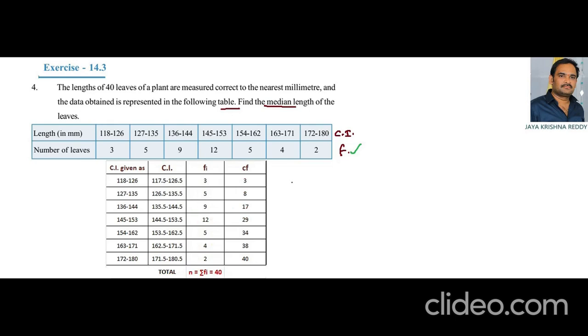Now write the values which we are going to substitute in the formula to find median. So what is the first value? Small n value is nothing but 40, and make it half. N by 2 equals 40 by 2, so that value is 20, and you have to observe from the CF column which value is greater than this n by 2 and nearest to this n by 2. From this CF column, which value is greater than 20 and nearest to 20? So it is 29. So this is our median class.